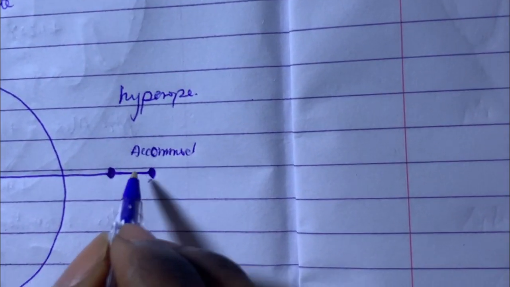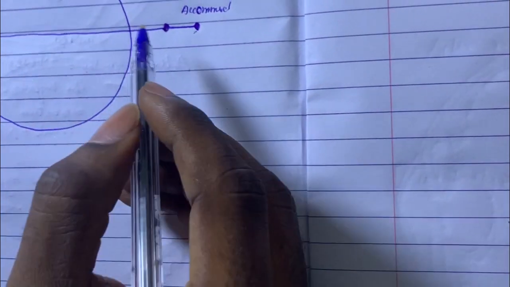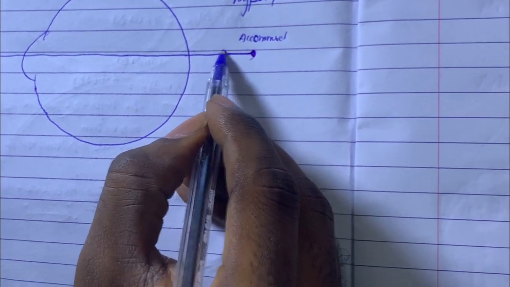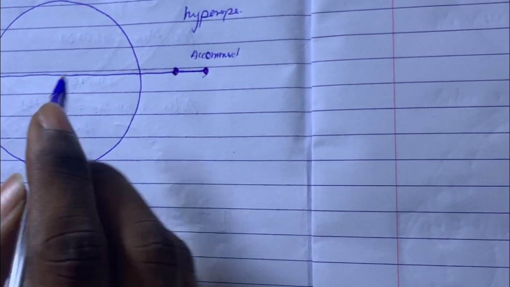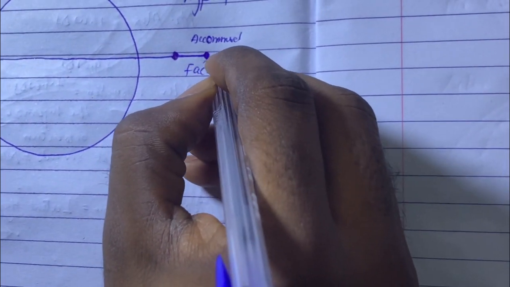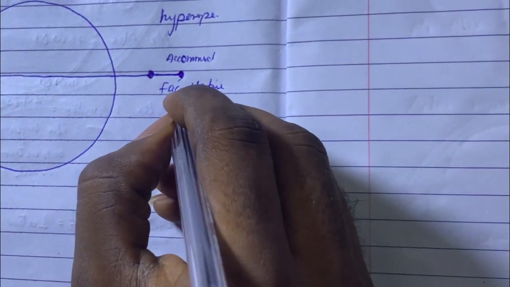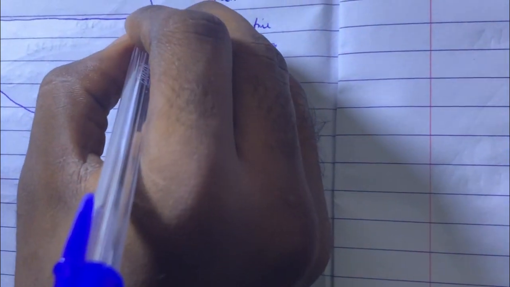I try to increase the curvature of the lens to bring the incoming light rays into focus. The amount of hyperopia that is corrected by accommodation effort is called facultative hyperopia.